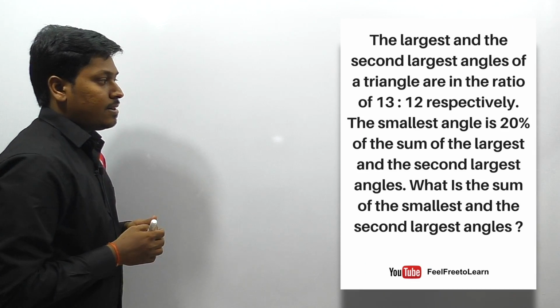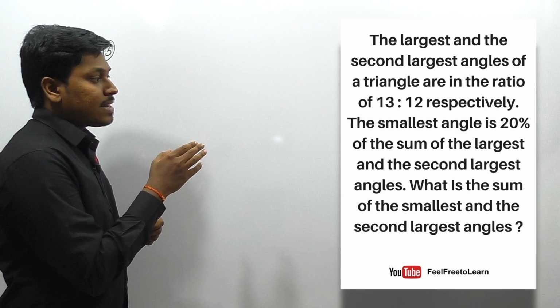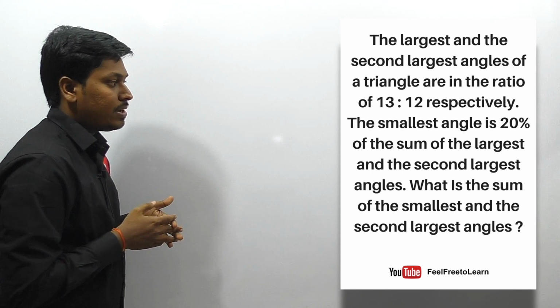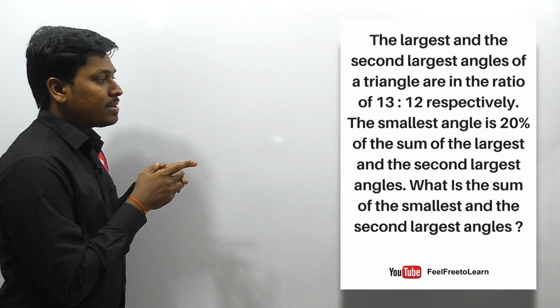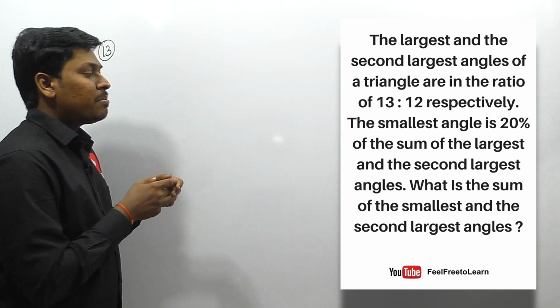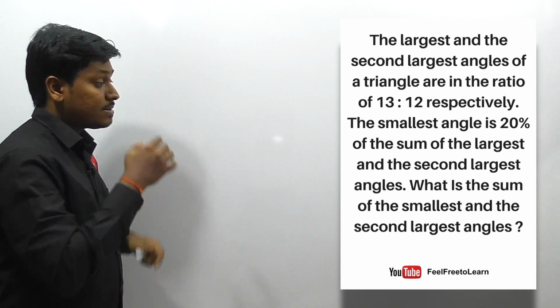Question number 13. The largest and the second largest angle of a triangle are in the ratio 13:12 respectively. The smallest angle is 20% of the sum of the largest and the second largest angle. So what is the sum of the smallest and the second largest angles?